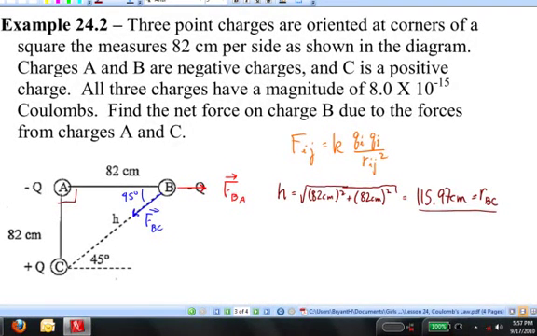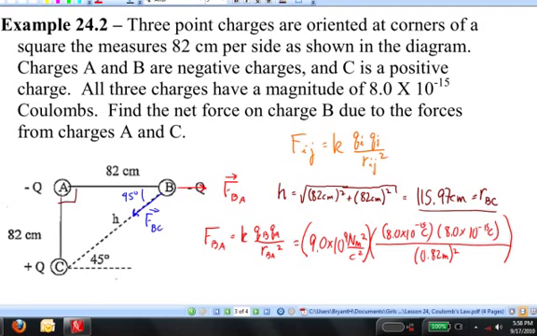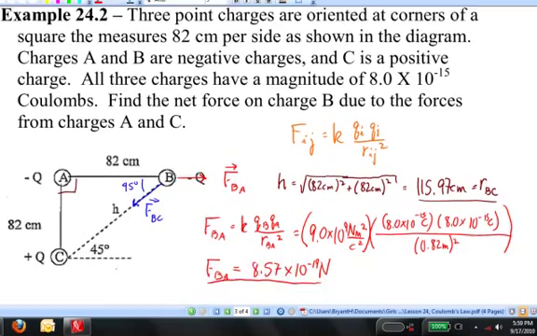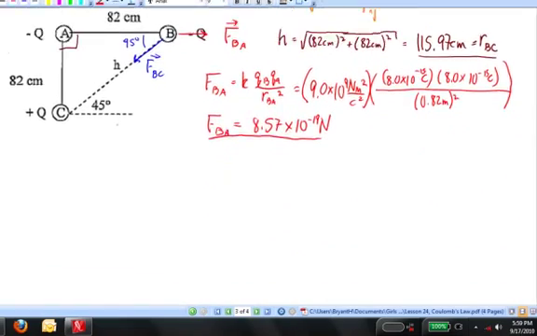So now let's figure out what the magnitudes of these forces are. I'll apply Coulomb's law. Let's work on charge B and A first. So there's Coulomb's law in symbols, and now I need to put in the numbers. And now I'll feed those numbers into my calculator, and I find that the force on B due to A is equal in magnitude to 8.57 times 10 to the minus 19 newtons. That is the magnitude. The direction is to the right.